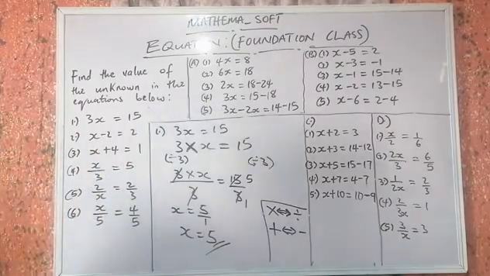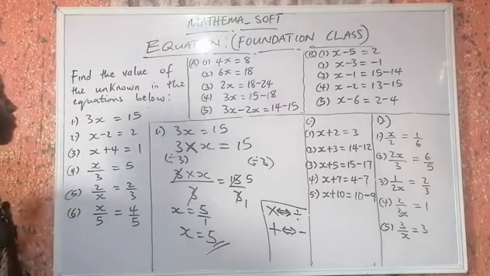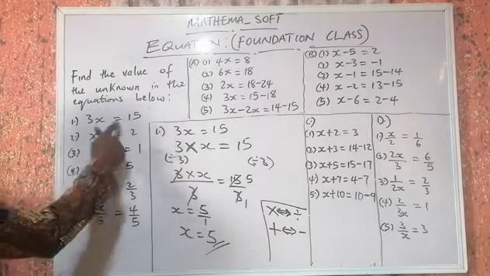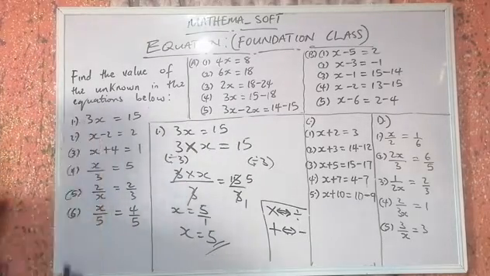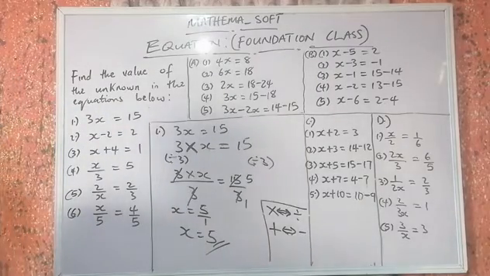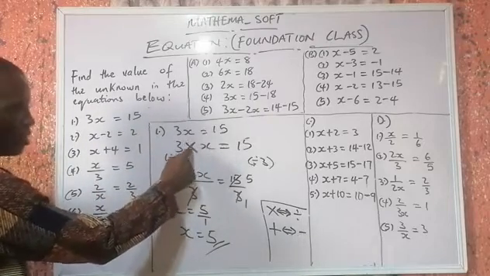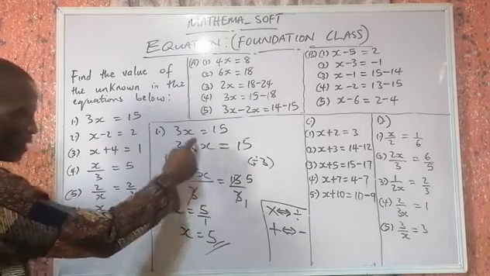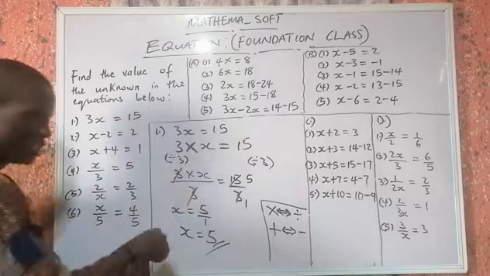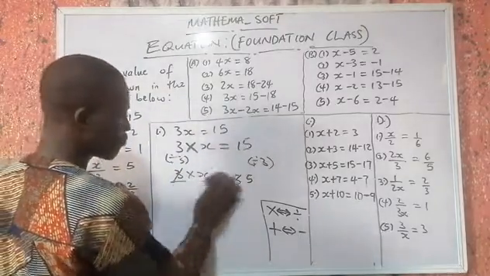So the answer to question number 1 is x equals 5, because we divided both sides by what? 3, in order to remove this 3. Why did we divide both sides by 3? Because this 3 is attached to this x by multiplication, and to remove multiplication, we have to use division. Okay? That is very, very simple.